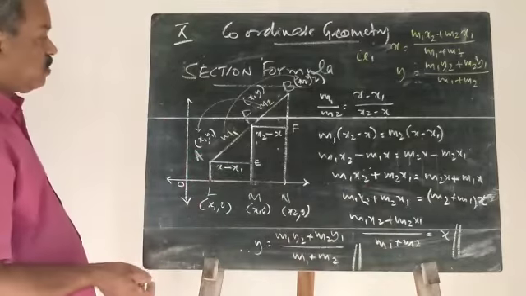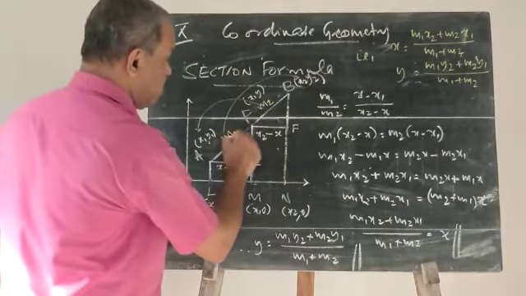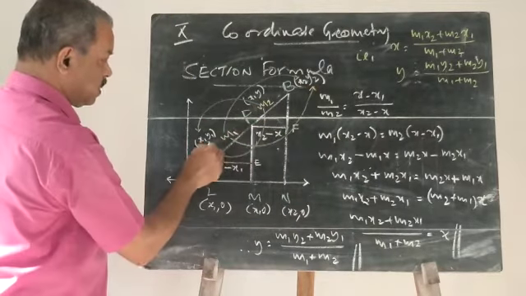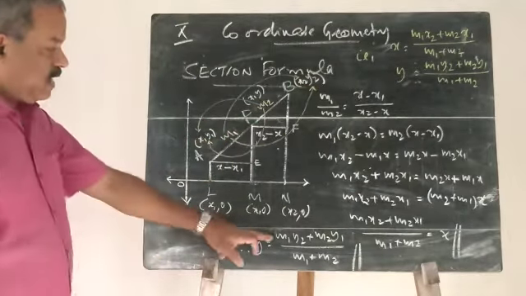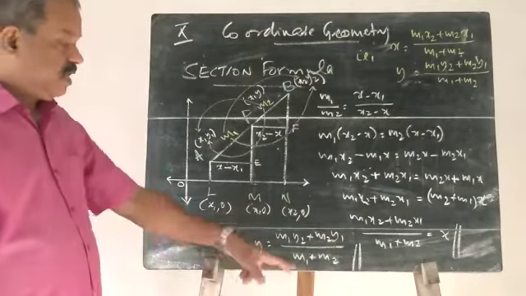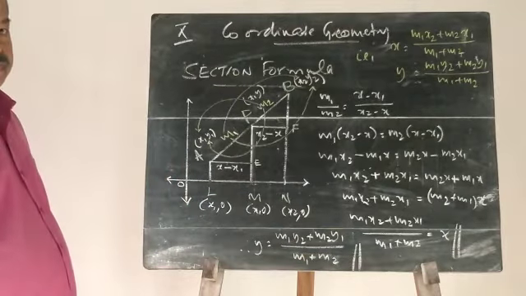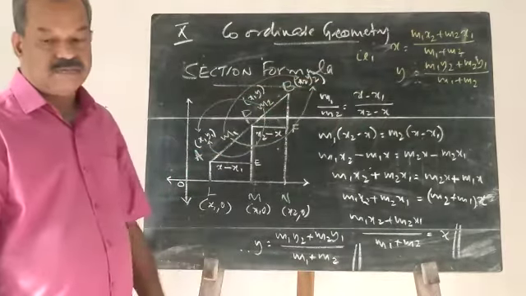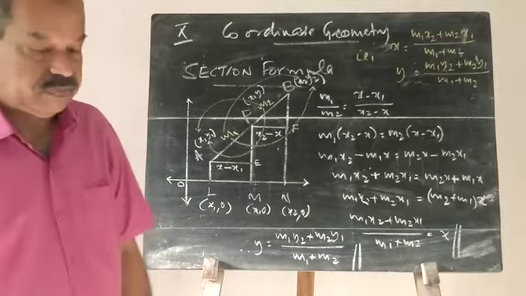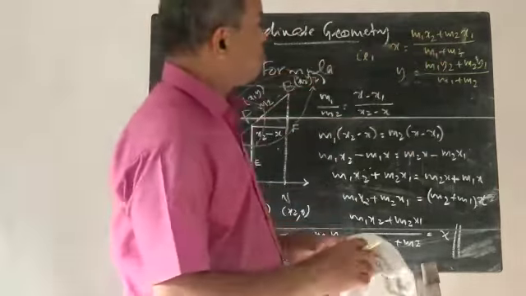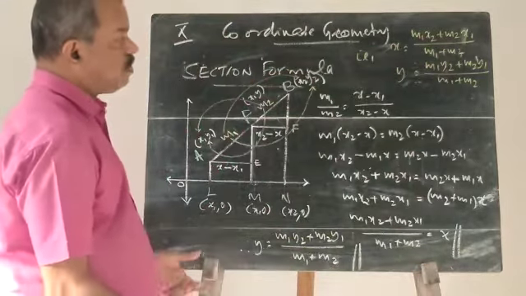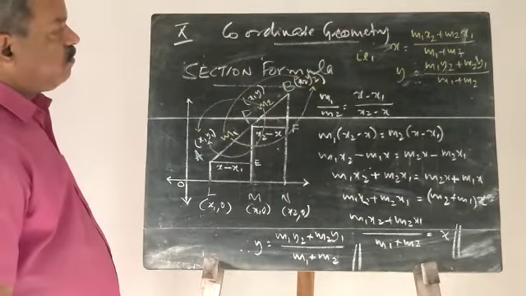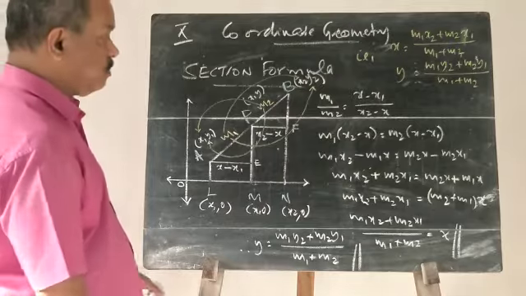Similarly, how will you get the y coordinate? y equal to (m1 y2 plus m2 y1) by (m1 plus m2). This result is called the section formula. X equal to (m1 x2 plus m2 x1) by (m1 plus m2), and Y equal to (m1 y2 plus m2 y1) by (m1 plus m2).